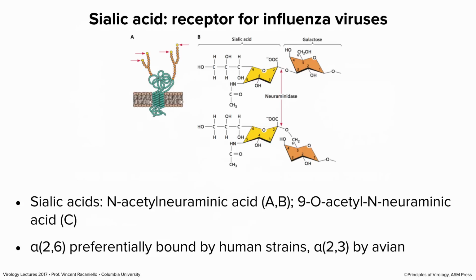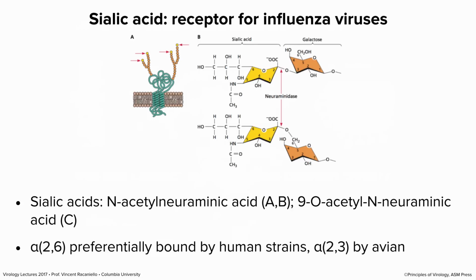There are 2 kinds of receptors for influenza viruses. Human strains typically like to bind to what we call alpha-2,6 linked sialic acids. So here on the top part of this slide are diagrams of what this means.